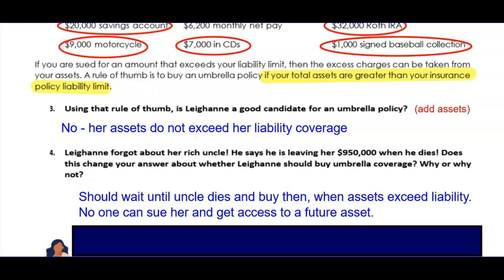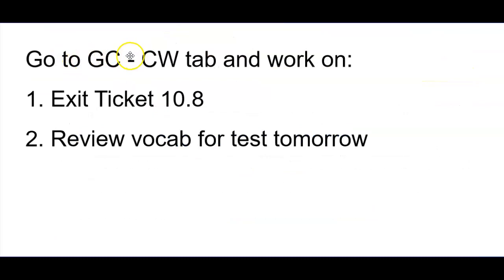Right? So the next thing to do is go to Google Classroom and pull up the classwork tab, find exit ticket 10.8. Carefully do those. You can look back in your packet if you want to. You can keep that open and work from there if you like. But just answer those 3 questions there carefully. Then also in Google Classroom in the classwork tab is a PDF of the vocab terms that we did yesterday. So I'd like you to take a few minutes with that and review your vocab for tomorrow's test.